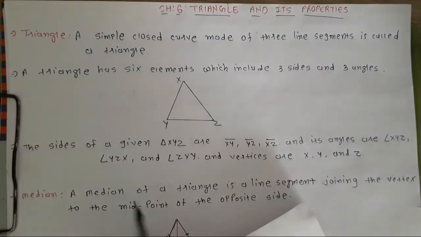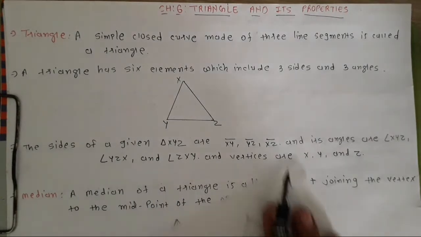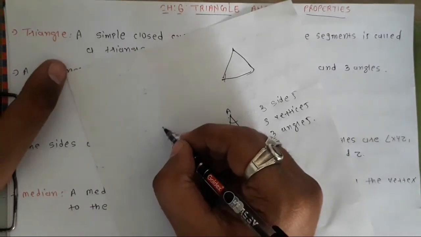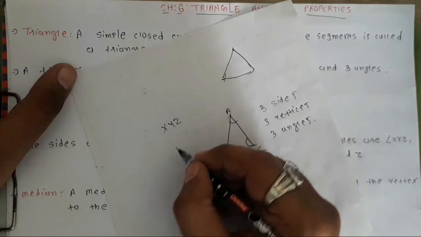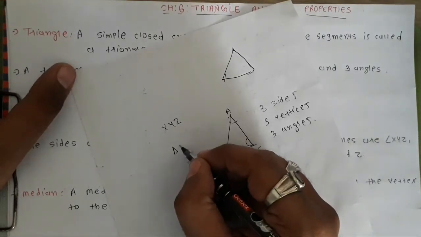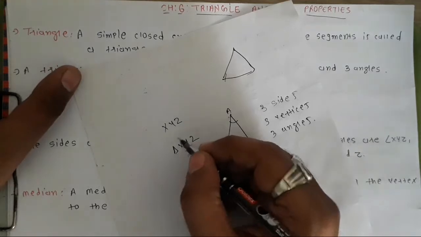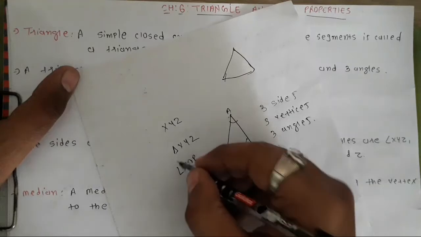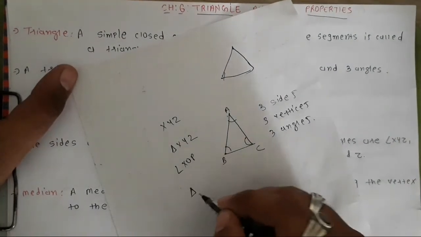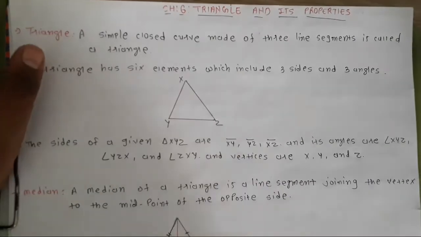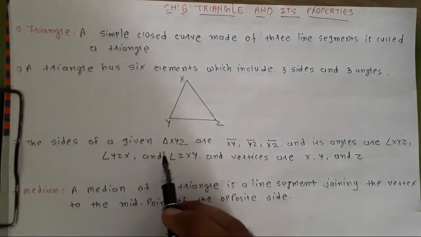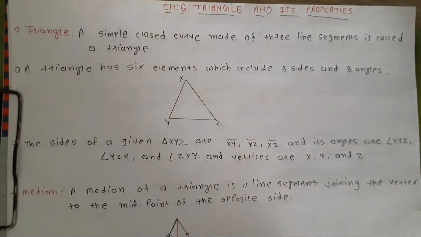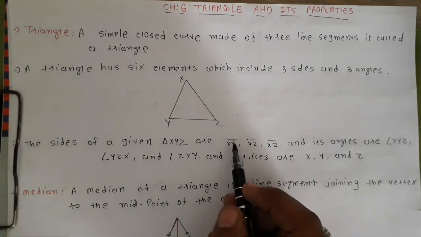So here in this figure we can see the sides of a given triangle XYZ. For example, if I have to write triangle XYZ, I can write it using the symbol of triangle. As in the previous chapter for an angle we used a symbol like angle XOP, here to denote a triangle we will use the symbol of triangle. So we can read this as: the sides of a given triangle XYZ are side XY, and this is the sign of line segment we already studied in the previous chapter.